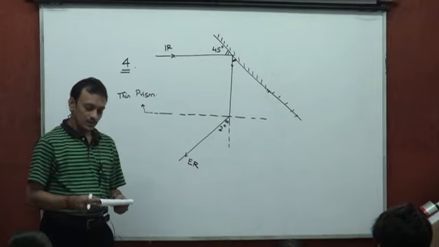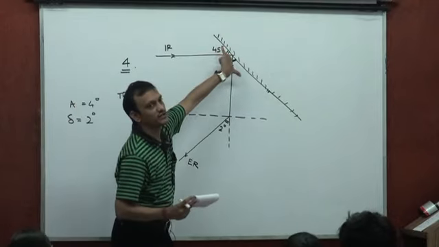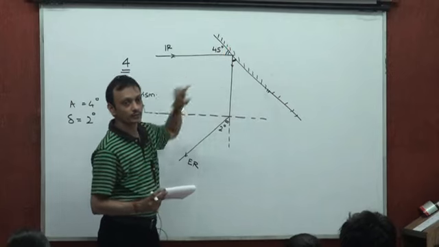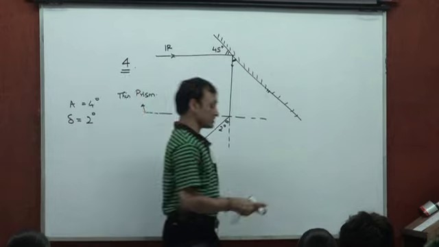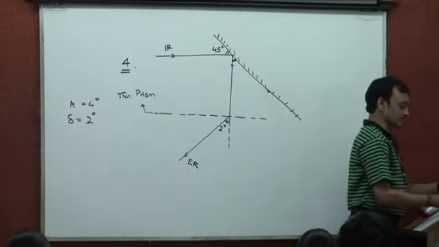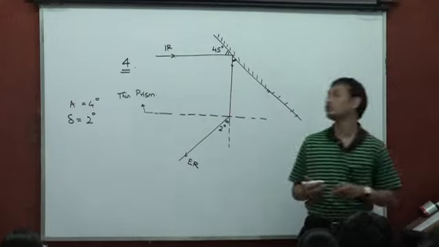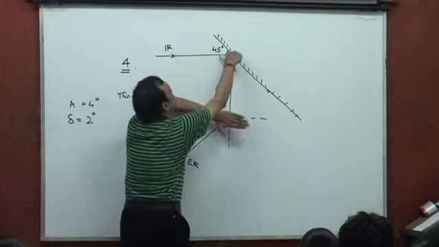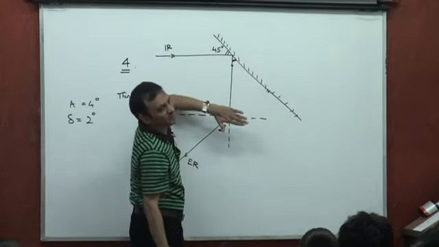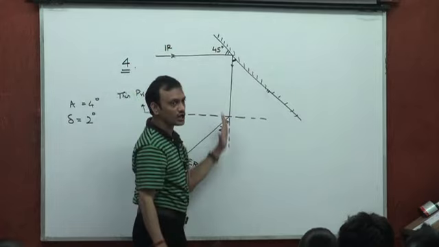Now we want to rotate the mirror so that the total deviation produced by the system is 90 degrees. Total deviation, that means in this case, see, the prism was not there and this was the ray. Then the deviation would have been 90 degrees. This is the original direction, this is the final direction.